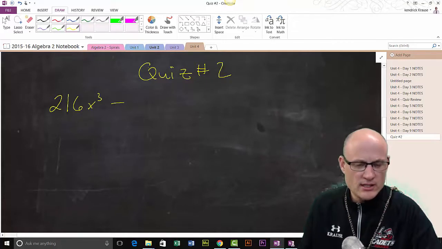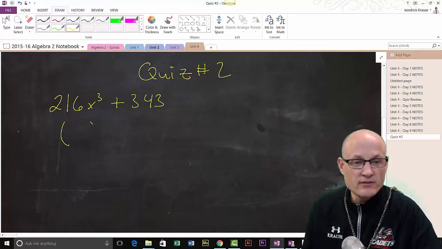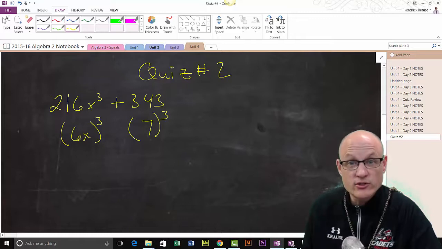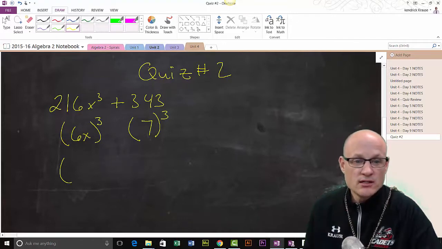216x cubed plus 343. So this, believe it or not, is 6x cubed. And this one you better know, because we did it in class today, is 7 cubed. All right. Copy over the sign. Plus, change it. Last one's always positive.